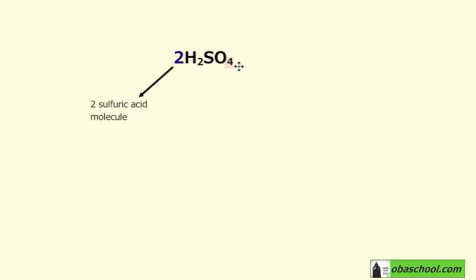What about this 4 found here? It means we have 4 oxygen atoms in each molecule. So we have 4 atoms of oxygen in this molecule. However, the 2 here is not for the hydrogen. As I mentioned earlier, the 2 for the hydrogen is found below it as a subscript. So the big 2 is for the entire molecule called sulfuric acid, and the small 2 is for the hydrogen. And the subscript 4 is for the oxygen.